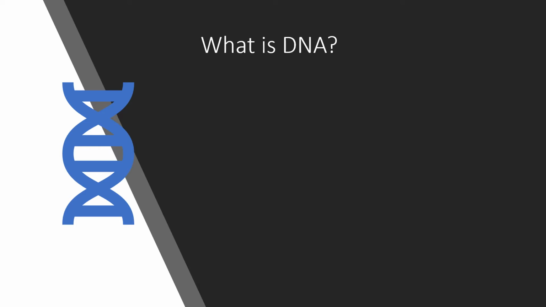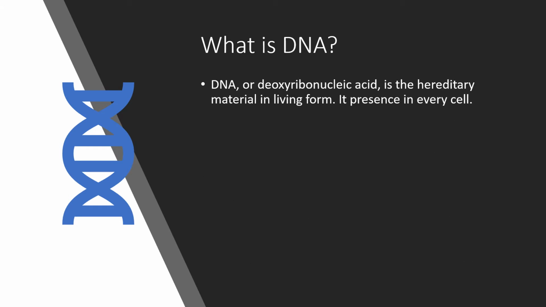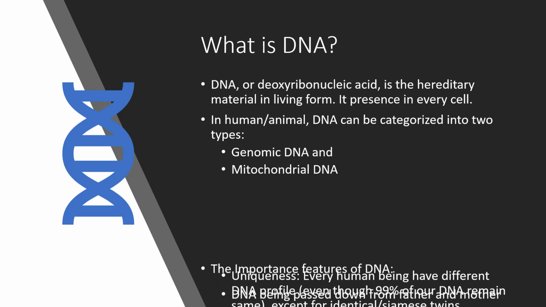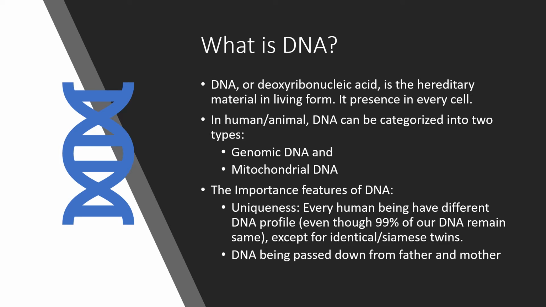What is DNA? DNA, or deoxyribonucleic acid, is the hereditary material in living forms. It is present in every cell. In humans and animals, DNA can be categorized into two types: genomic DNA and mitochondrial DNA. The important features of DNA.